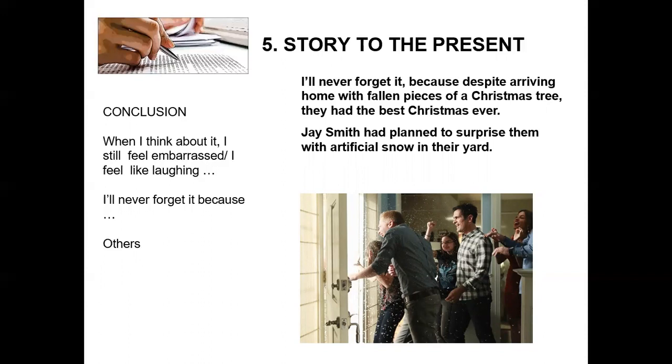Look at the narrative. I never forget it because despite arriving home with fallen pieces of a Christmas tree, they had the best Christmas ever. J. Smith had planned to surprise them with artificial snow in the yard. Here, this is the conclusion, okay? This is the final part, okay? Here is where everything is solved. And in this example, it was a good and great solution.